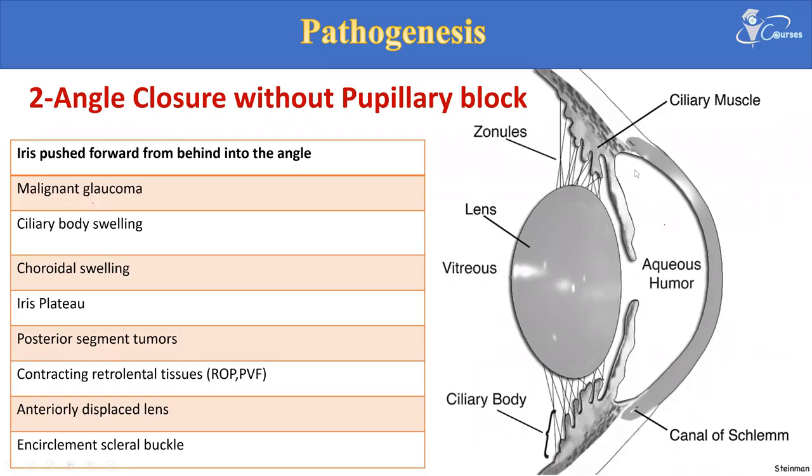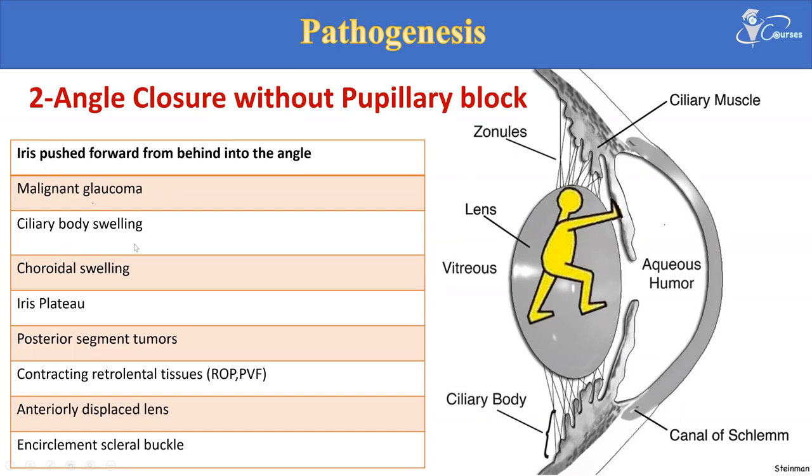So this should be the angle, and this is the iris, and this is the lens. It could be that there is something pushing the iris forward from behind, leading to mechanical obstruction of the angle. What is this? It could be the vitreous, as in malignant glaucoma, where there is aqueous misdirection. The aqueous, instead of being directed from the posterior to the anterior chamber, is misdirected toward the vitreous, increasing the volume of the vitreous and pushing the iris forward to block the trabecular meshwork.